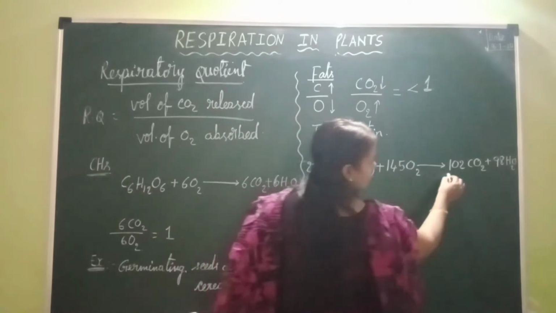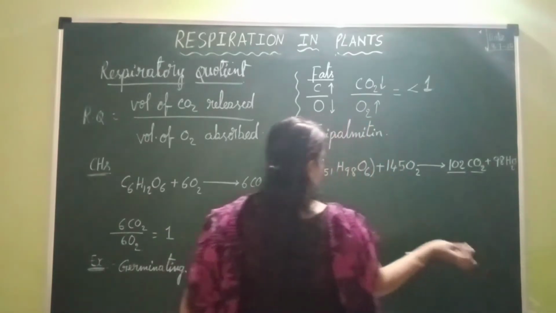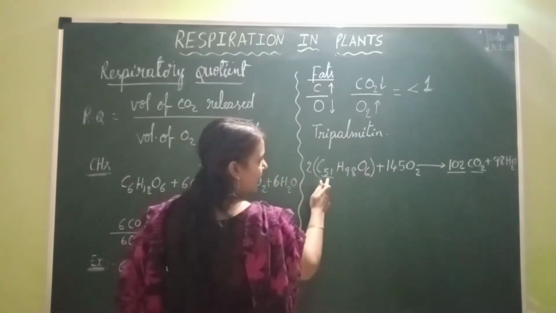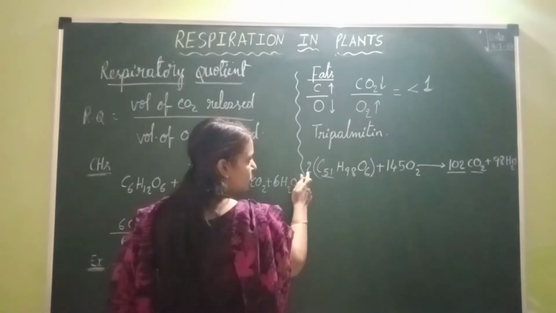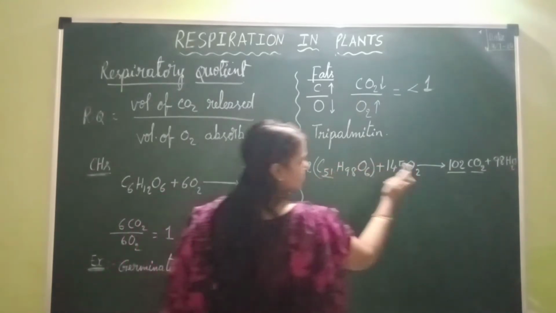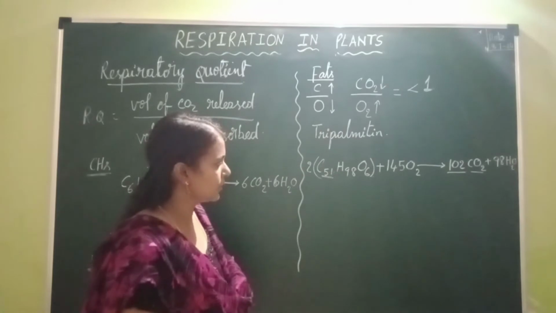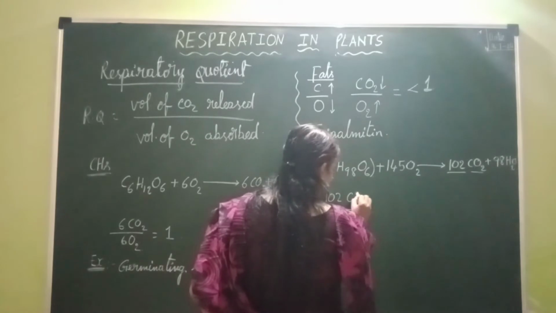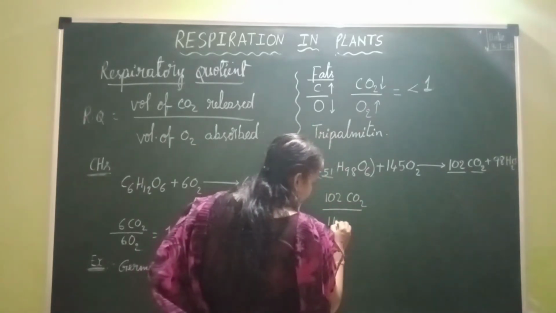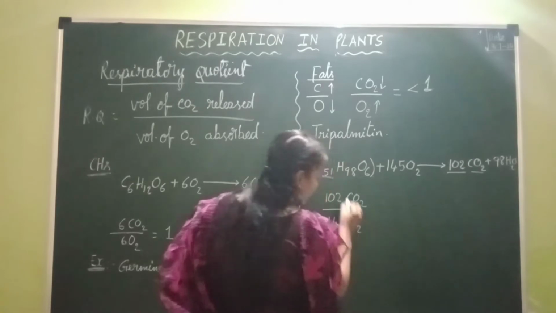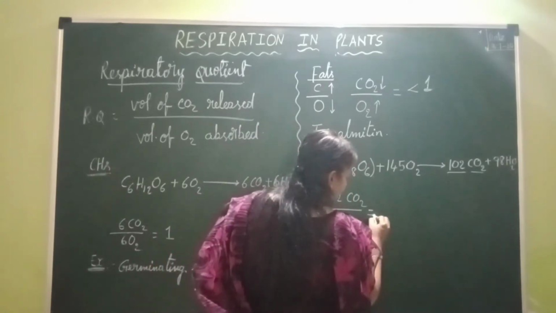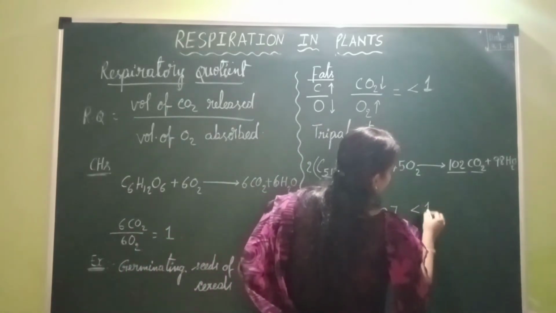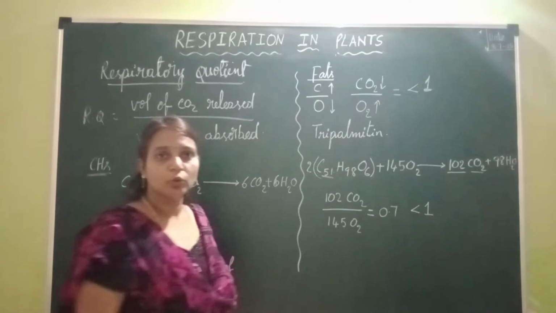Here 102 molecules of carbon dioxide are released. How many carbons are present in a molecule of tripalmitin? In one molecule, 51 carbons are present. In 2 molecules, 51 into 2, that comes out to be 102 carbon dioxide molecules. So the carbon dioxide released is 102 molecules, and the oxygen molecules absorbed for the breakdown of this tripalmitin is 145, which comes out to be approximately 0.7, which is less than 1. So this is the RQ value of fats.